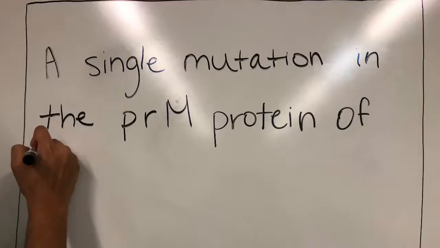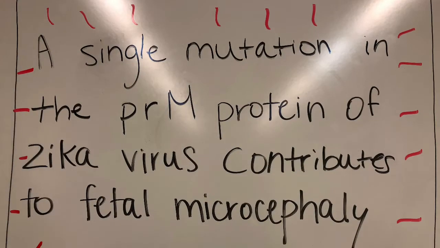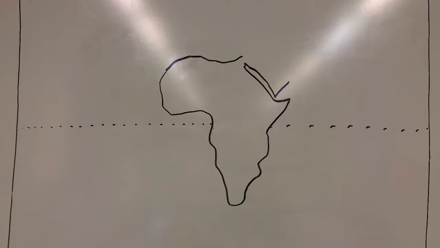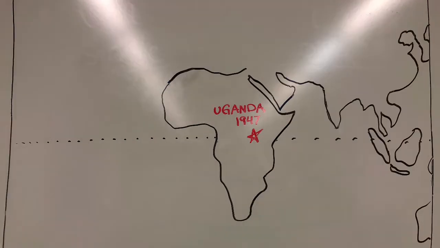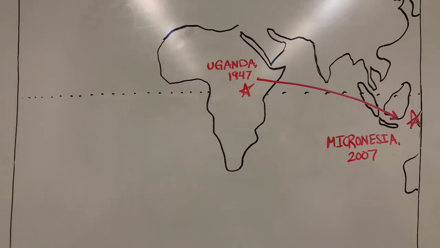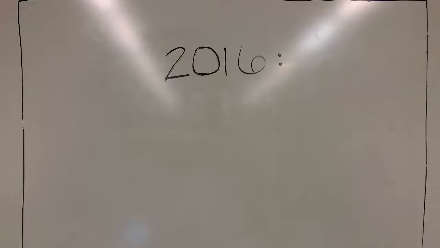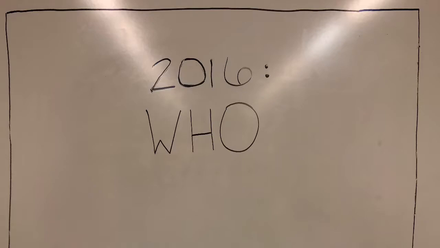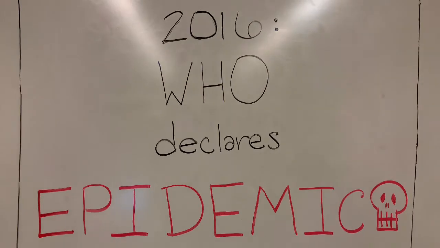This is an explanation of a single mutation in the prM protein of Zika virus contributing to fetal microcephaly. The Zika virus outbreak began in Uganda in 1947 and continued on to Southeast Asia, then Micronesia in 2007, and Central and South America in 2015. Due to its increased prevalence, in 2016, the World Health Organization declared the Zika virus a global epidemic.